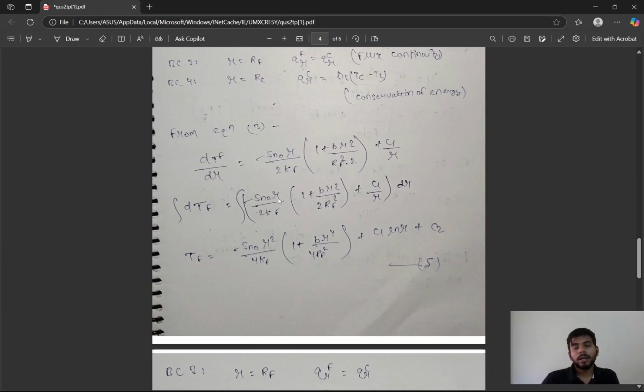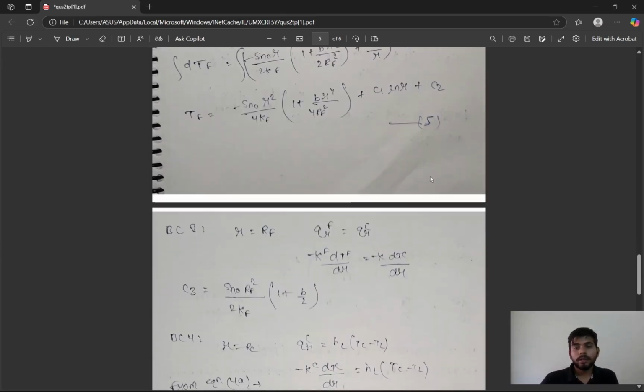So that r becomes r square by 2. We already have 2 in the denominator and we have got r square by 2, so that 2 into 2 becomes 4. So we got minus S naught r square divided by 4kf. And similarly, we have integrated other terms with respect to r, and we have got this S naught r square divided by 4 times of kf, multiplied by 1 plus b r raised to power 4 divided by 4 times r square. Plus, now integration of 1 upon r is ln r. We have got C1 ln r plus C2, which is the constant of integration. Now, let's say this is equation number 5.